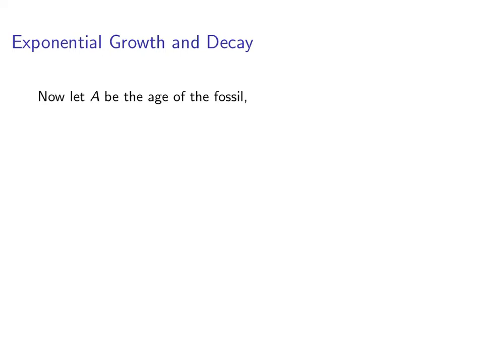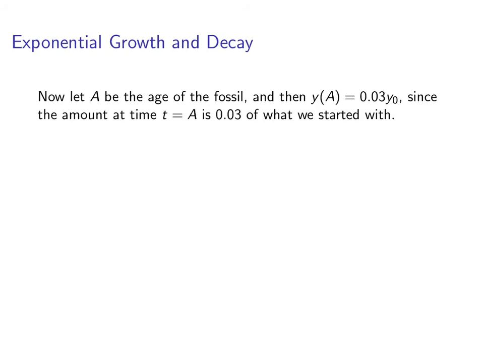Now we're going to go ahead and let A be the age of the fossil, and we're going to try to solve for this. So y of A is equal to 0.03 y naught. Y naught is the amount that we're starting with. We're told that A years later, whatever that is, we have 3% of what we started with. So if we plug 0.03 y naught into the equation, we're going to try to solve for t.